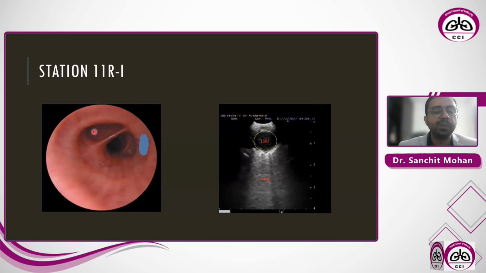Here you can see this is the opening of right middle lobe and this is the opening of right lower lobe. So further, when you come into the right bronchus intermedius, you rotate your scope towards the 12 o'clock. So between 12 o'clock to 1 o'clock, you are able to screen for the station 11R inferior. And this is the endoscopic image showing station 11R inferior.